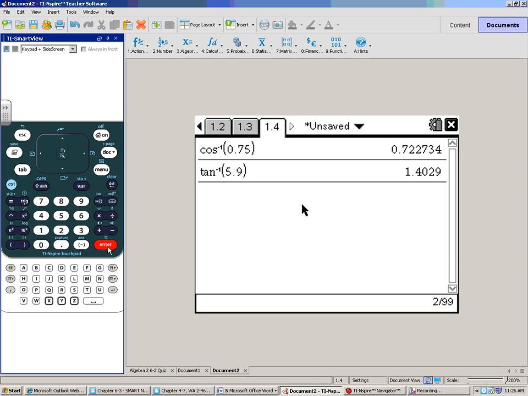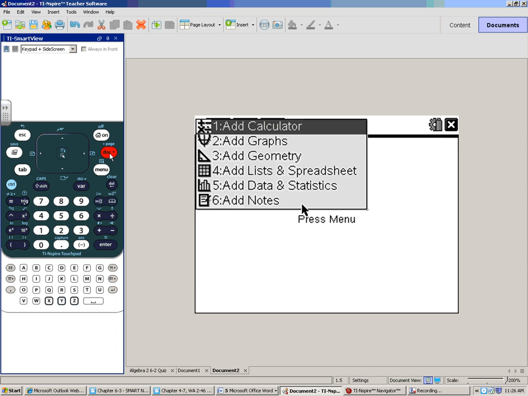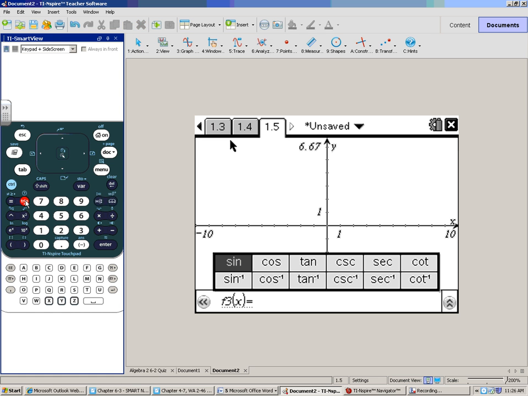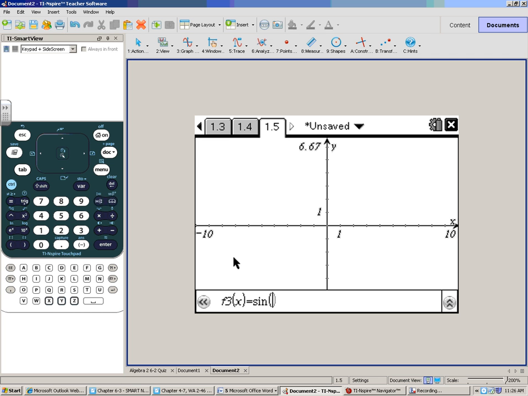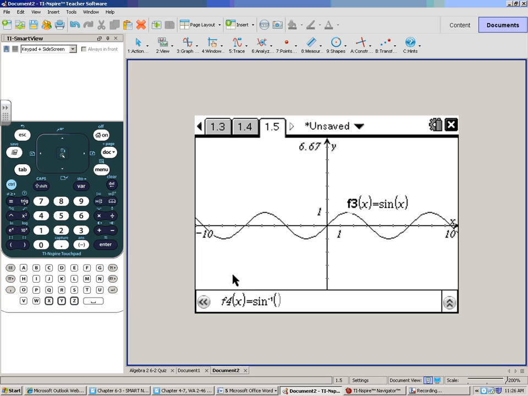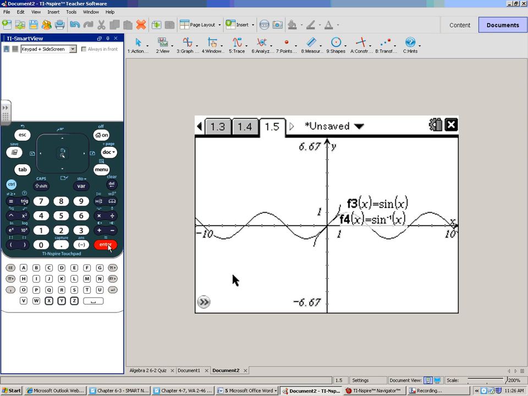26. It says use a graph utility to graph f, g, and y equals x in the same viewing window. What it's asking you to do is to graph, let's say, the sine function. Sine of x. There it is. Then it's saying for you to graph the sine inverse of x in the same viewing window.